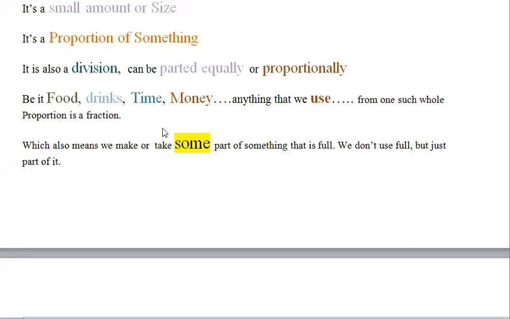We will make use of these fractions in our real life examples, like in food, making the proportion of food or drinks, or we can use a fraction of time, or in money also. Generally we don't realize it, but we are using fractions in our daily life. So we will see in this lesson how it is to be used practically.